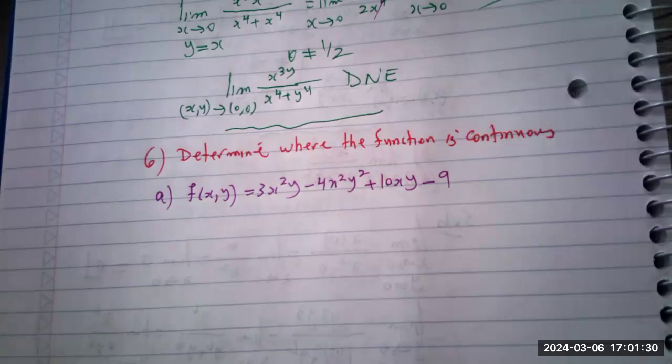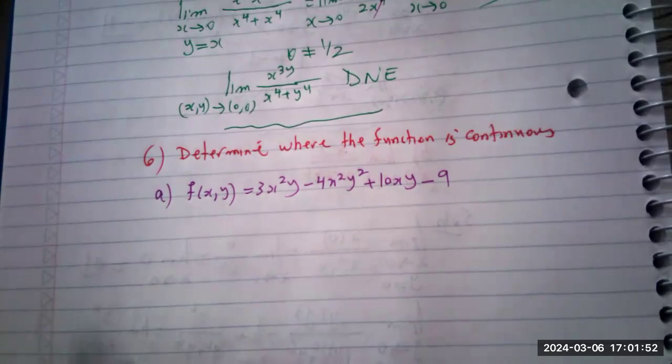There is no radical, there is no fraction, so it's a polynomial. And we know that polynomials are defined everywhere, or they are going to be continuous everywhere. But since there are two variables, it's everywhere on R2. So if you see this type of function, it's straightforward, and this is the way we are going to answer the question.